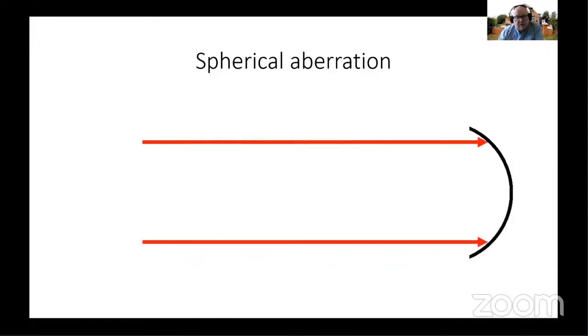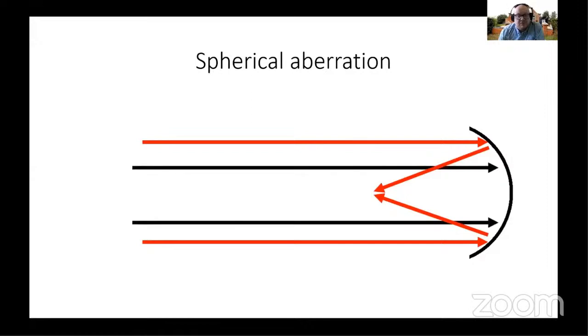And what happens here, again, we've got light coming in from a distant star. Light waves are all traveling parallel, and the red isn't representative of red light, it's just different rays of light coming from the star. And the red rays are brought nicely to a focus, but because this is a spherical mirror, rays at different parts on the mirror will be brought to a focus at a different place.